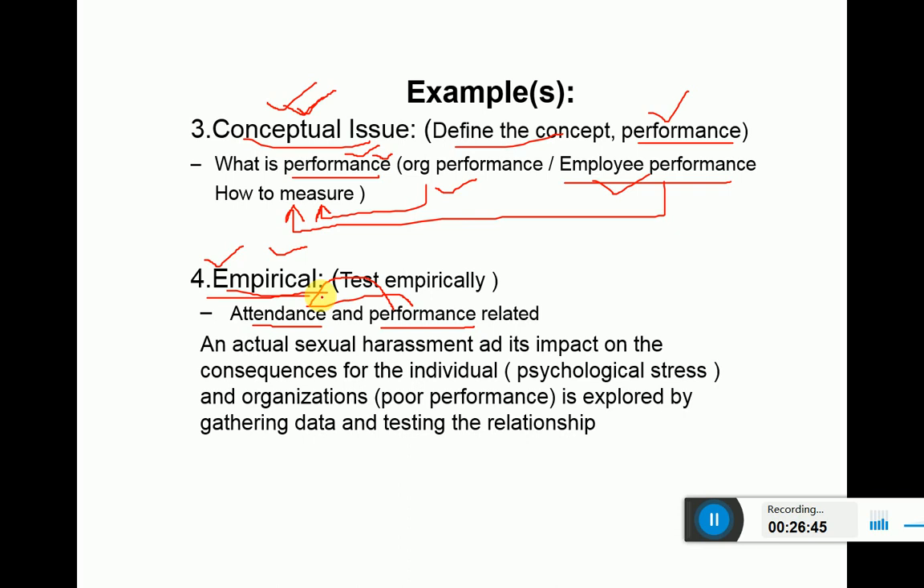For example, sexual harassment and its impact on consequences for the individual will be explored by gathering data and testing the relationship. Testing the relationship can be done with the help of statistical tools. Hopefully, a bit of the idea will be clear.